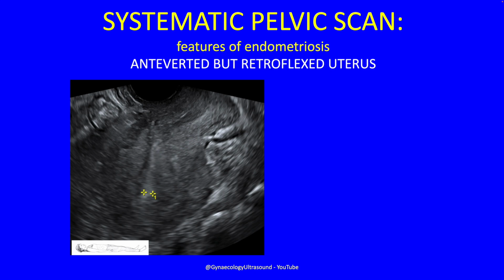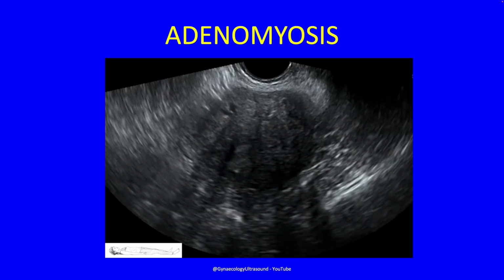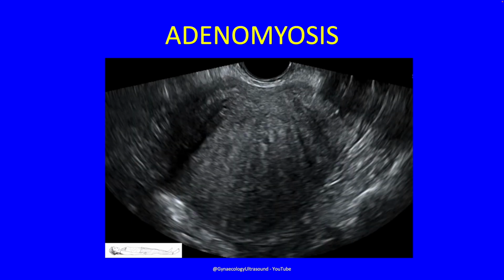In this case, this is an anteverted uterus, which is retroflexed. Flexion happens at the internal os. So in this anteverted uterus, you expect it to be anteflexed, but it's retroflexed. It's retroflexed because it's being pulled backwards by adhesions, and this is called the question mark sign, as published by Nadine Di Donato. So that makes you think there's probably going to be endometriosis in this pelvis. And then we look for adenomyosis.